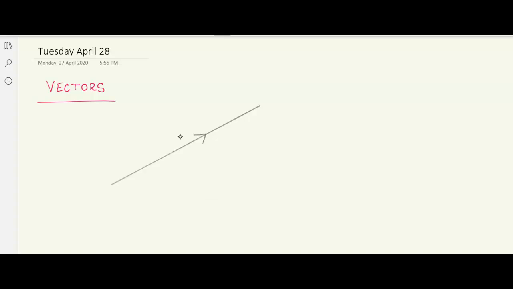So let's have a little look at the profiling of a vector, or the anatomy of a vector, if you like. We would call this vector AB, because it's directional. It's going in that direction from A to B. This point here is our initial point, and we have a terminal point up here at B. The arrow here is important. It's telling us we're going in that direction.